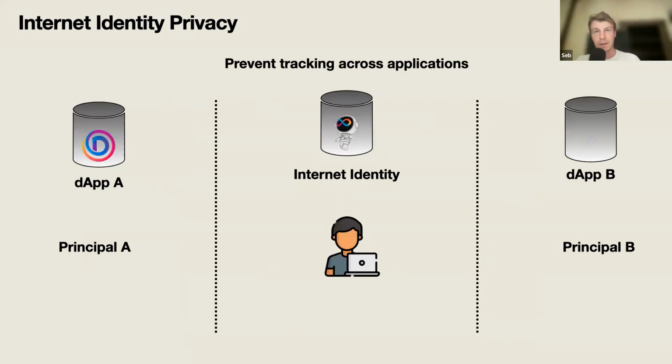One last thing about Internet Identity, it also prevents tracking across applications. So let's say we have application A, so in this case, it's Discover. We have application B, which is also Discover. It shouldn't be like this. Let's say it's another application.